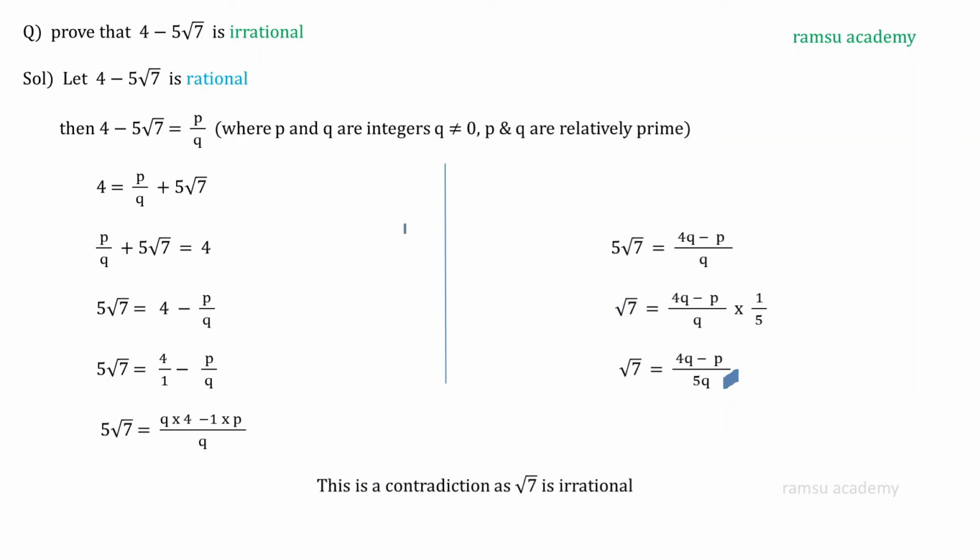We got this contradiction because we assumed that 4 minus 5 root 7 is rational. So our assumption is false. 4 minus 5 root 7 is irrational.